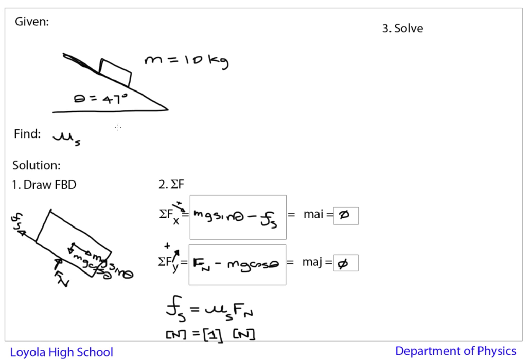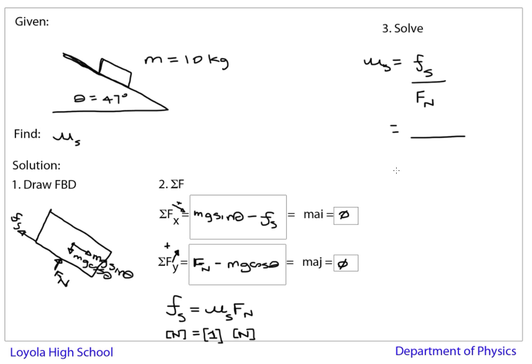So what is our goal? Our goal is to find mu of s. Well, here's mu of s. So if I can figure out these two quantities here, f of s and f of n, then I can solve for mu of s. Let's go to solve. So mu of s is equal to the frictional force, static, over F_N, the normal force. Well, if I know those two things, I'm good. Do I know those two things? Well, let's look at the two force equations.